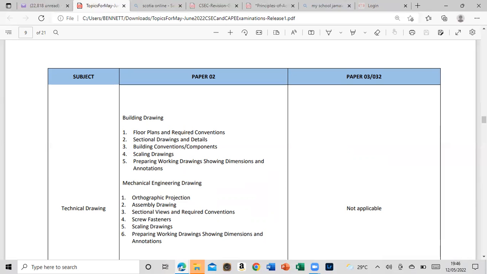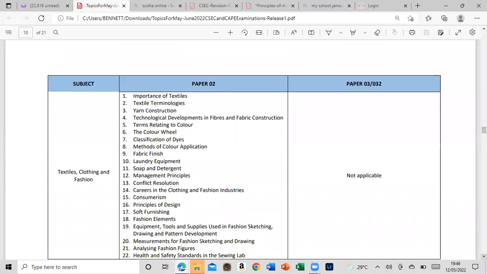And for Paper 3, that is not applicable. All right. So they don't offer that for Paper 3.